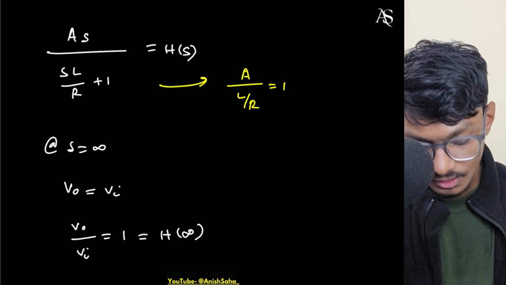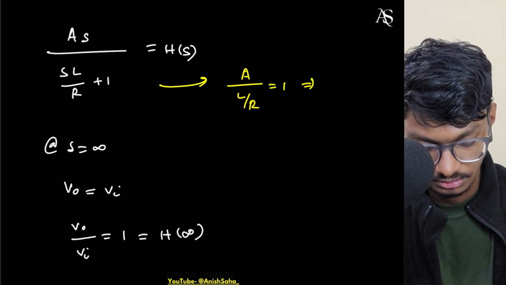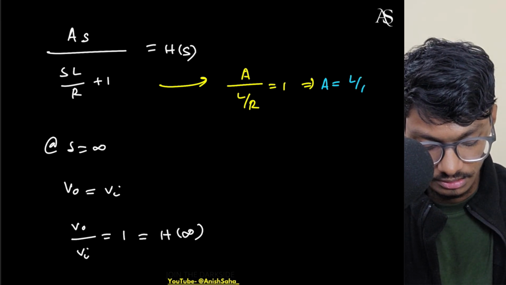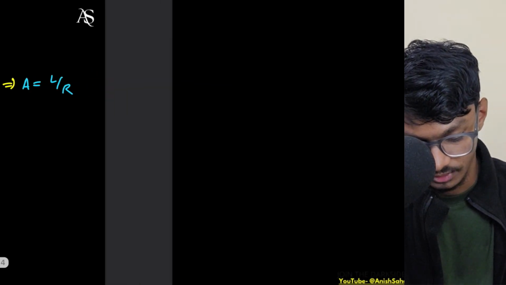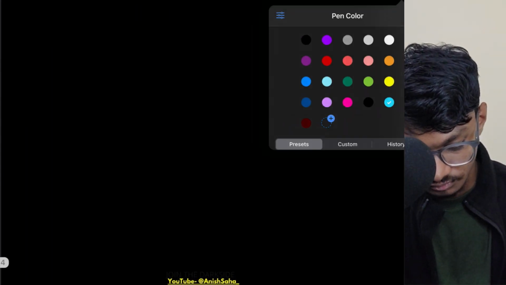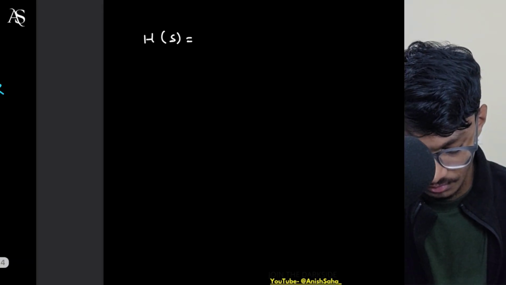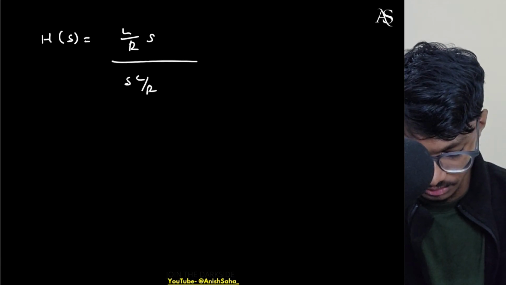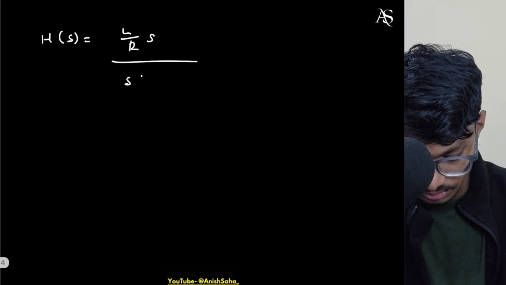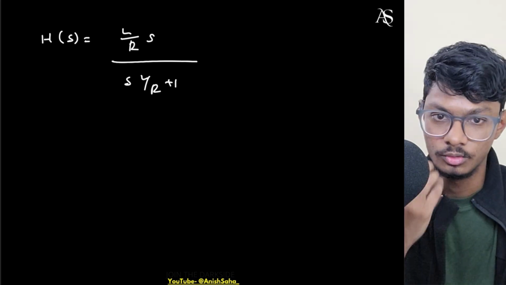So a by l by r, and this a equals to l by r. Okay, so a is equals to l by r. So I can write the equivalent transfer function like this, that my H of s equals to (L by R)s divided by s L by R plus 1.